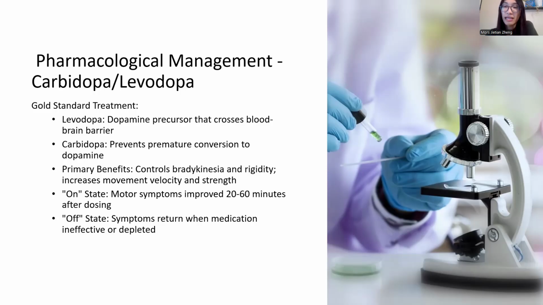We describe medication states as on and off states. The on state refers to when motor symptoms have improved with the medication, typically 20 to 60 minutes after dosing. The off state is when patients experience return of tremors, resting tremor especially, akinesia, or rigidity because medication is depleted or ineffective in the later stage.